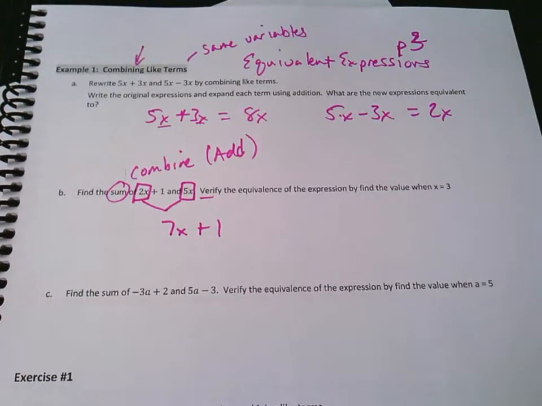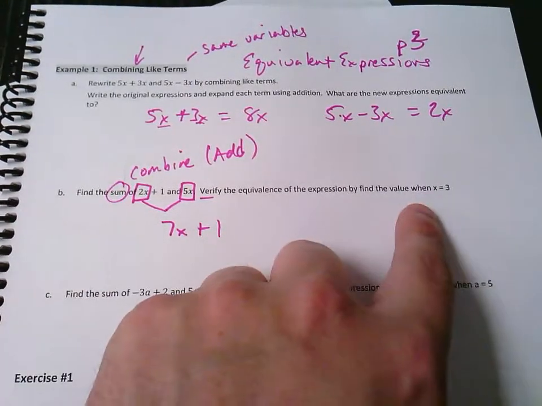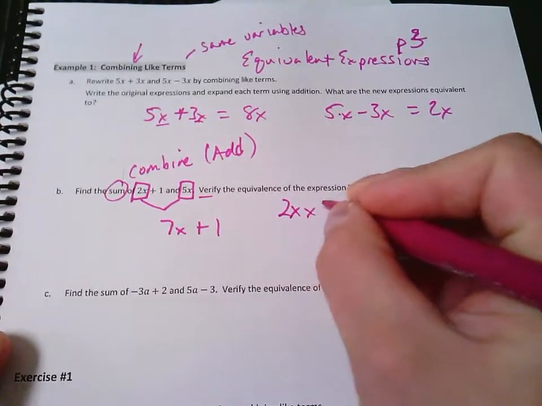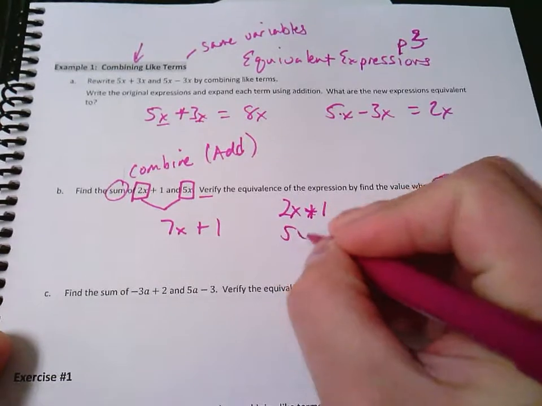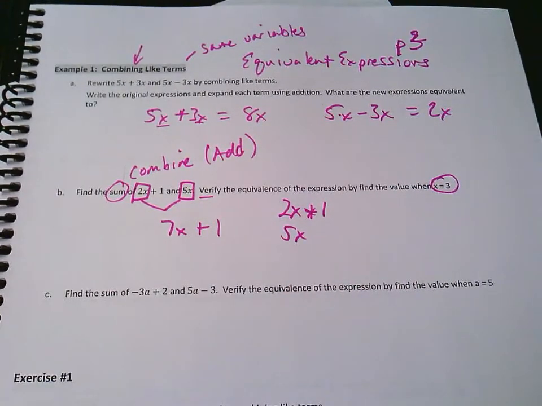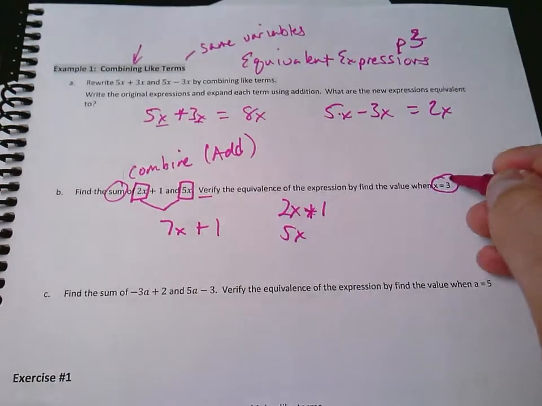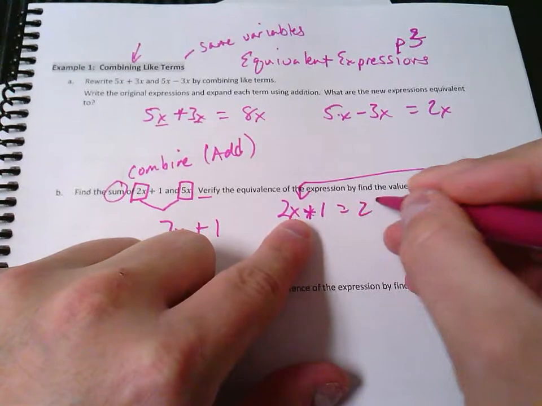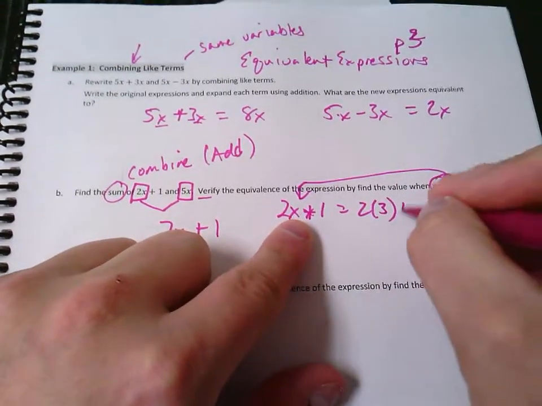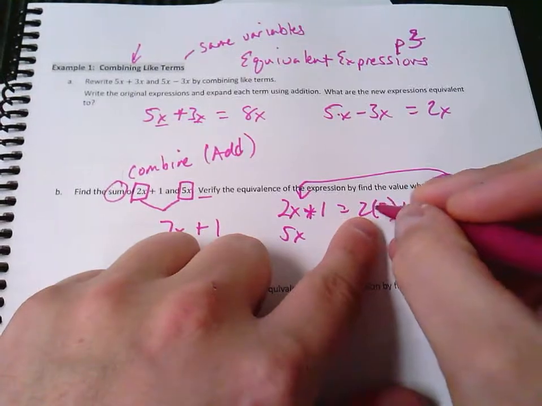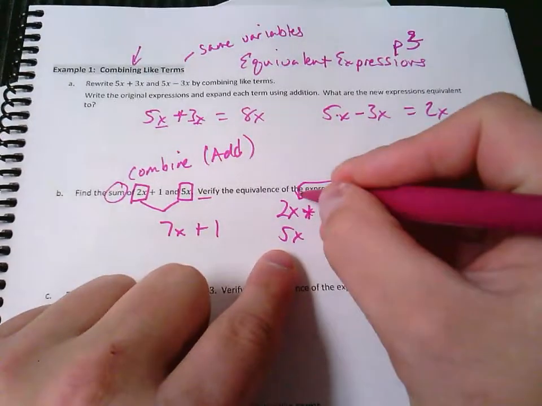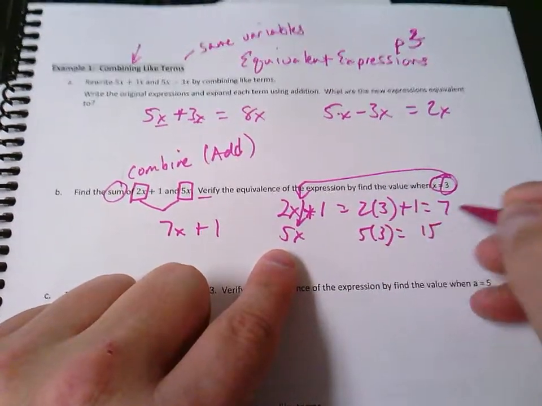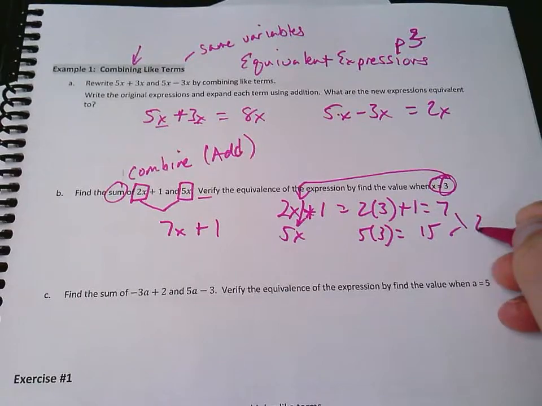Plus 1. So what we're going to do is verify the equivalence of the expressions when x is equal to 3. I'm going to start with the 2x plus 1 and the 5x. Remember that x is a variable. It can represent any number. So when I take the 3 and plug it in for x, here I'm going to have 2. When there's nothing there, we assume it's multiplication. So it's 2 times 3 plus 1. Following our order of operations, 6 plus 1 is 7. Then we plug the 3 in for x on this one, we get 5 times 3, which equals 15. If I add the 7 and 15 together, I get 22.